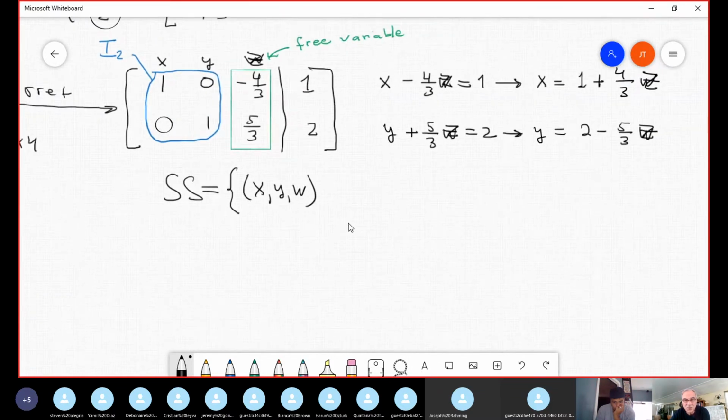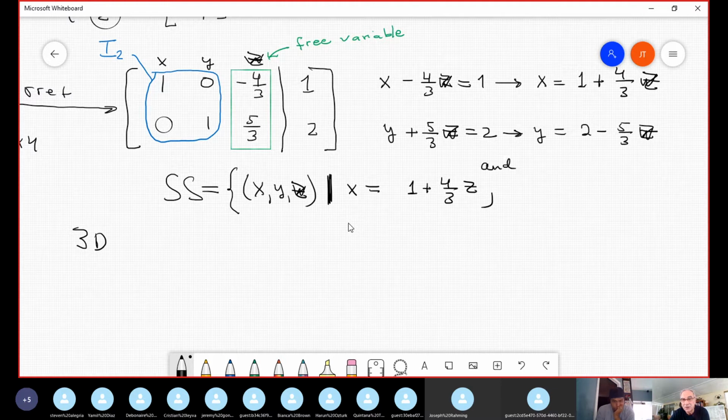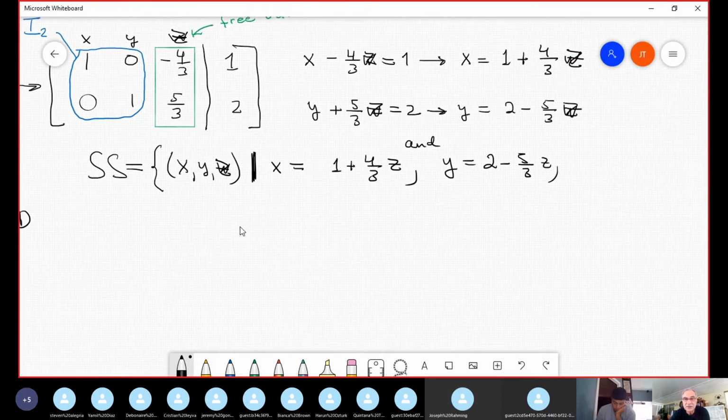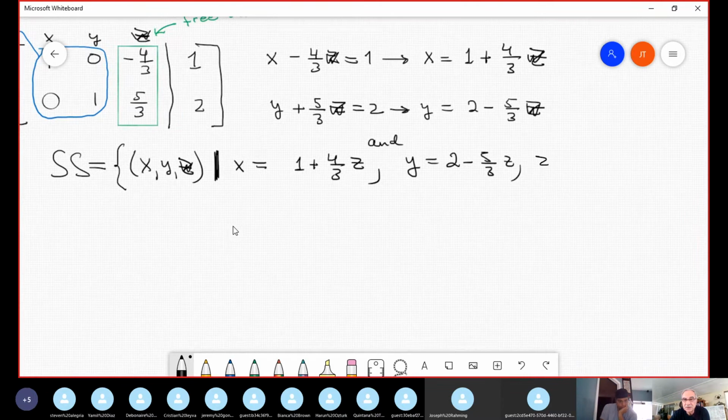Okay. The solution is infinity, living in 3D, because it's X, Y, and Z, no W, such that this line: X is equal to 1 plus 4 over 3Z, comma, or and, whatever you want to call it, it's a synonym. Y is equal to 2 minus 5 over 3Z, comma, or and, whatever you want, Z is all real numbers, which is a synonym to say free variable.